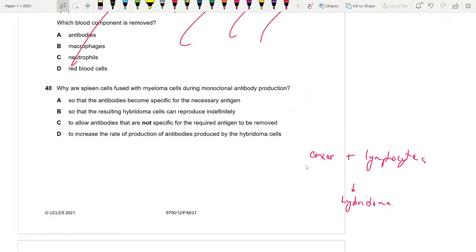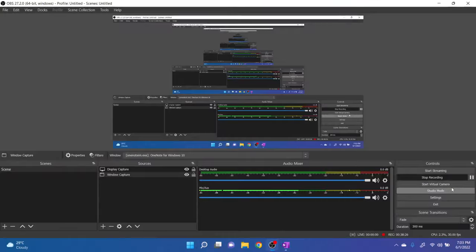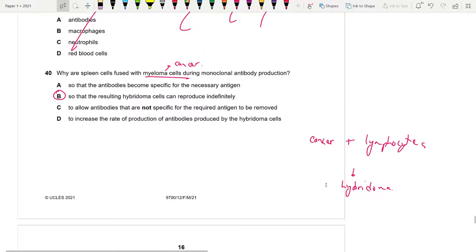So why are spleen cells fused with myeloma? So why do we use myeloma, the cancer cells? To give them immortality so that they have uncontrolled mitosis, basically. Okay, so that they can reproduce indefinitely. That is the purpose. This is the cancer cell, basically. Okay, we do that so that they have immortality, because lymphocytes would die in a few days, right? That was the purpose of doing this ultimately. Do you understand? Okay, guys, that's it.